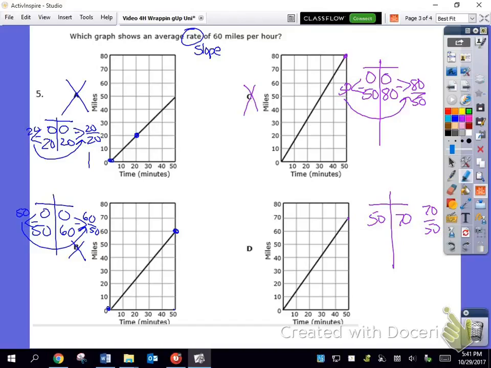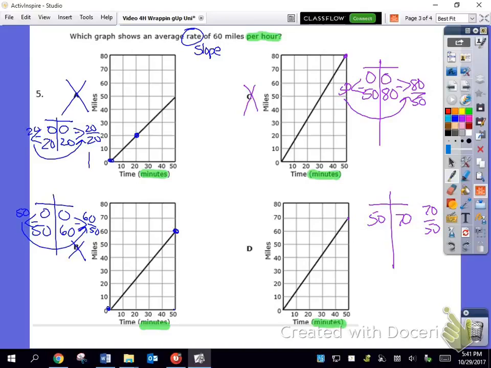Oh, look what happened. It said per hour, and these all say what? Minutes. Oh, so be careful. Make sure you label. Because that's what some of you will see, rate. You'll go around and start doing the rate. And then you're like, oh, none of them work. So go back and be careful.